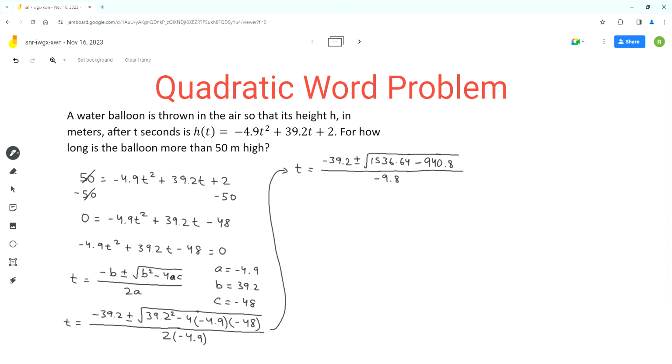Now we can subtract the terms under the square root. So negative 39.2 stays as it is, and then the square root of 595.84 over negative 9.8. Now we can do the square root of 595.84. I get 24.41. So I'm rounding the answer to 2 decimal places.